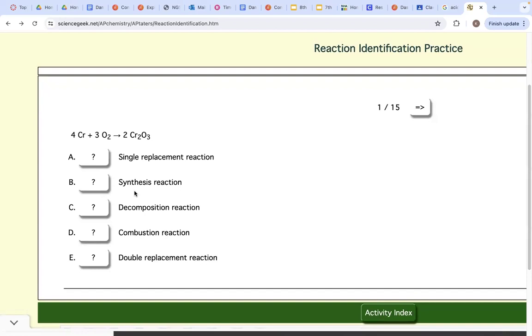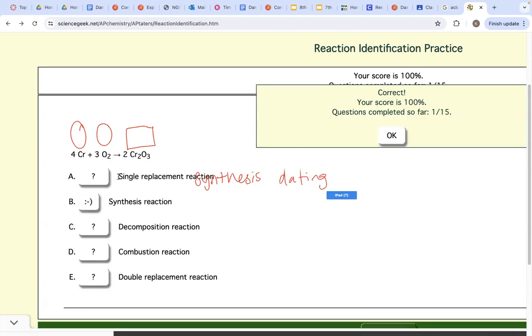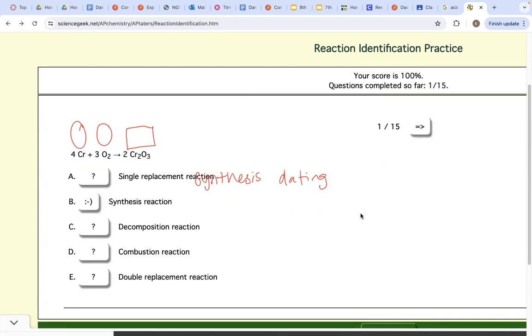All right, so here we have one compound plus another compound yields a compound where they're joined together. So this is an example of a synthesis where two things come together, and you can think about people dating. All right, so synthesis. Let's see what our next example gives us.